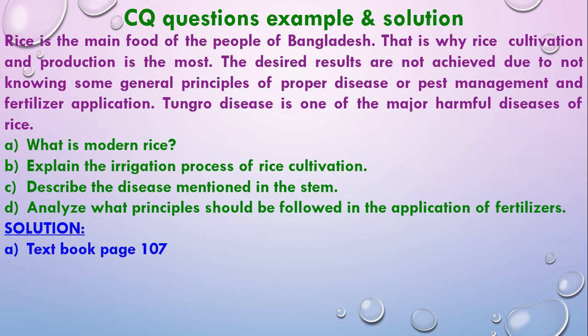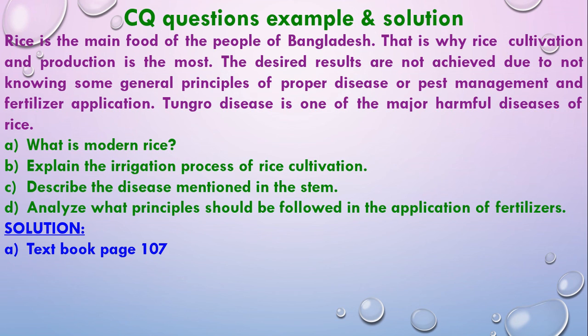So first one is the answer, what is modern rice? You can get it on page number 107 at the bottom. Here you see the answer will be: when necessary, special characters such as tolerance of pest, shorter life cycle, fine rice grain, tolerance to drought, salinity and submergence, etc. are manipulated in the HYV rice, then it is known as modern rice. This is the answer for question A for 1 mark.